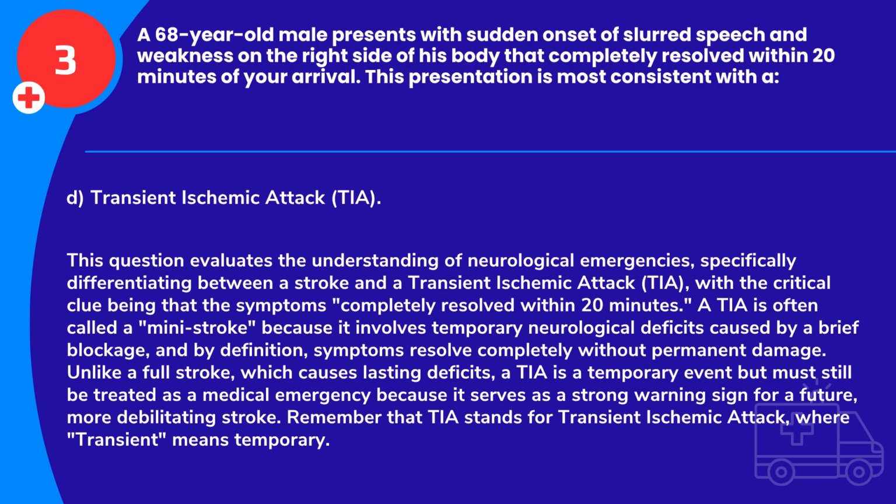Answer: D. Transient ischemic attack. This question evaluates the understanding of neurological emergencies, specifically differentiating between a stroke and a transient ischemic attack, TIA, with the critical clue being that the symptoms completely resolved within 20 minutes. A TIA is often called a mini-stroke because it involves temporary neurological deficits caused by a brief blockage, and by definition, symptoms resolve completely without permanent damage.